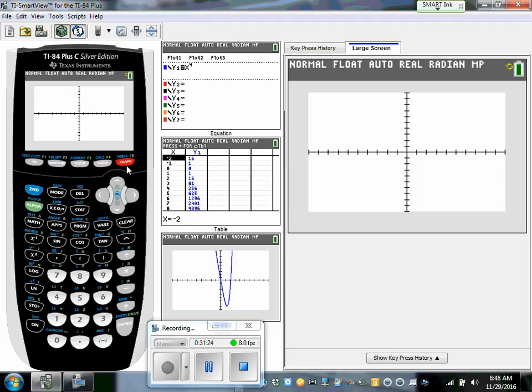Say it's cute. I think she's referring to the graph.